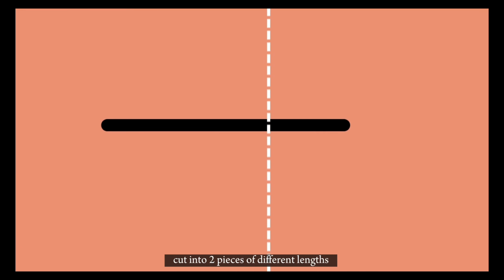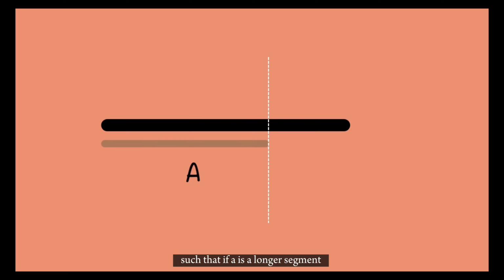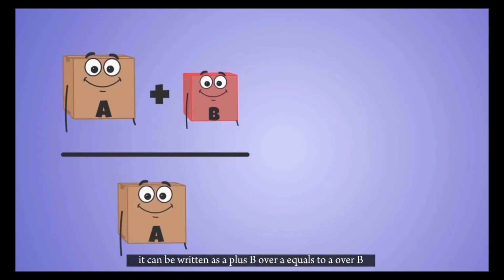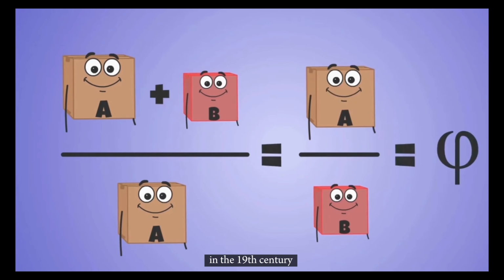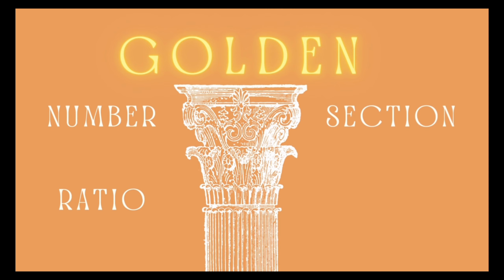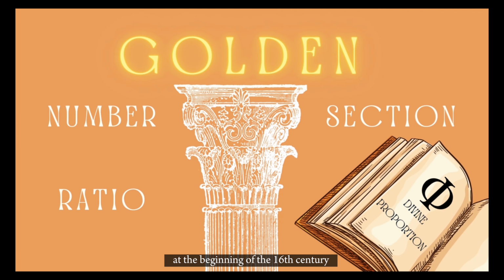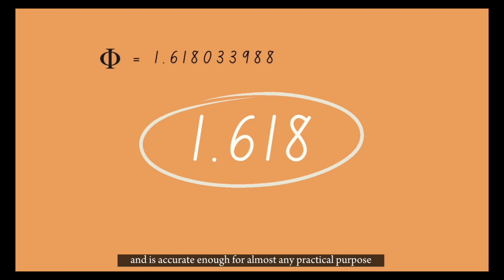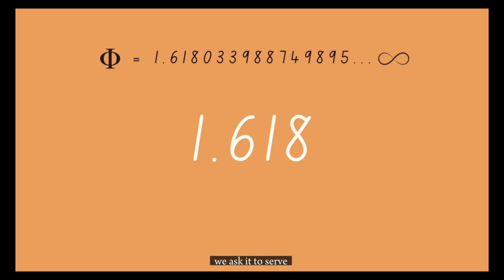This proportion is the ratio of a line segment cut into two pieces of different lengths, such that if A is the longer segment and B is the shorter segment, it can be written as (A plus B) over A equals A over B. This number in the 19th century was given the honorifics golden number, golden ratio, and golden section. A book published in Italy at the beginning of the 16th century went so far as to call this ratio the divine proportion. Represented in shorthand by the decimal 1.618, phi is an irrational number followed by an infinite number of digits and is accurate enough for almost any practical purpose we ask it to serve.